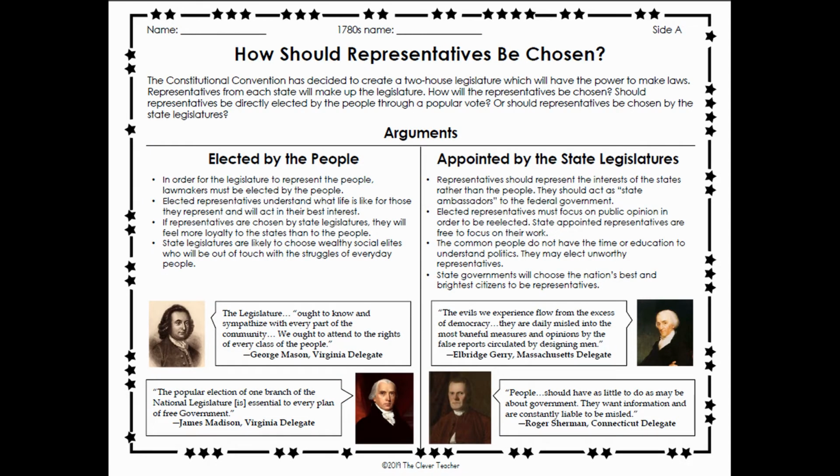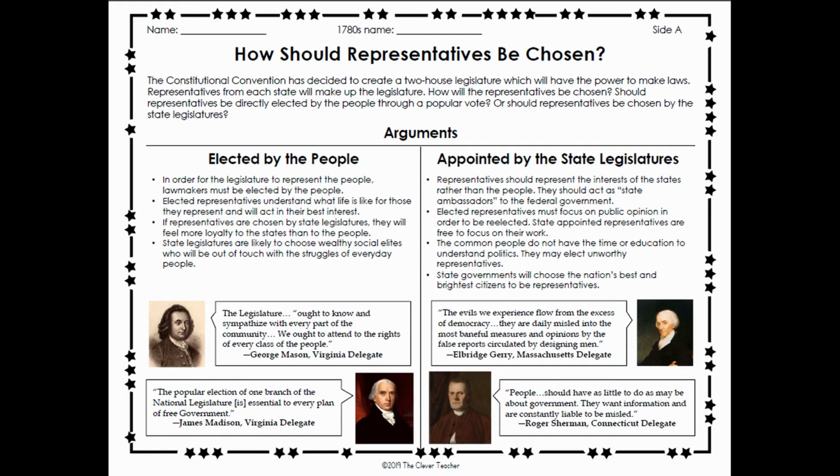Okay, as promised, I am going to read How Should Representatives Be Chosen in its entirety. And I don't want you to just listen to me. I want you to try to follow along and read along, okay? Here we go. The Constitutional Convention has decided to create a 2-house legislature which will have the power to make laws. Representatives from each state will make up the legislature. How will the representatives be chosen? Should representatives be directly elected by the people through a popular vote, or should representatives be chosen by state legislatures?